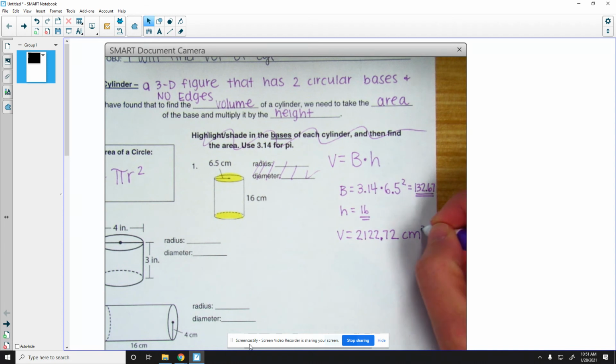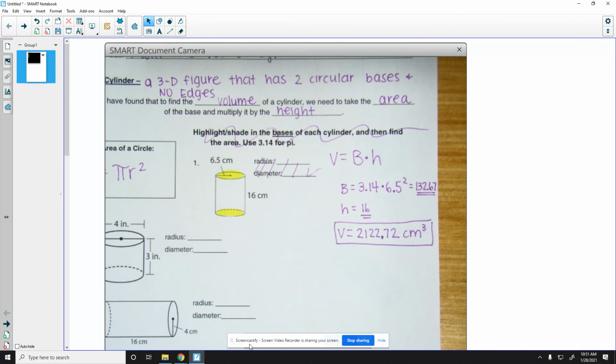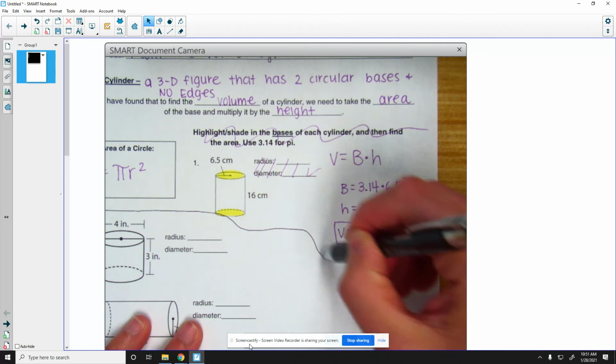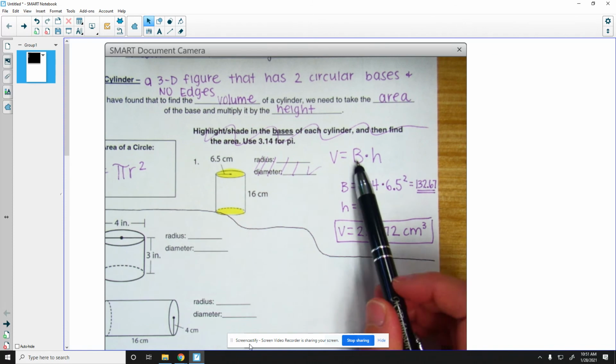It's 3. The reason why I know that volume is cubed when I write my answer is because volume has a length and a width and a height. It has 3 dimensions. That's why it's the third power. And that's my answer. And that's it. Okay? So the biggest thing you have to remember is, what is capital B?